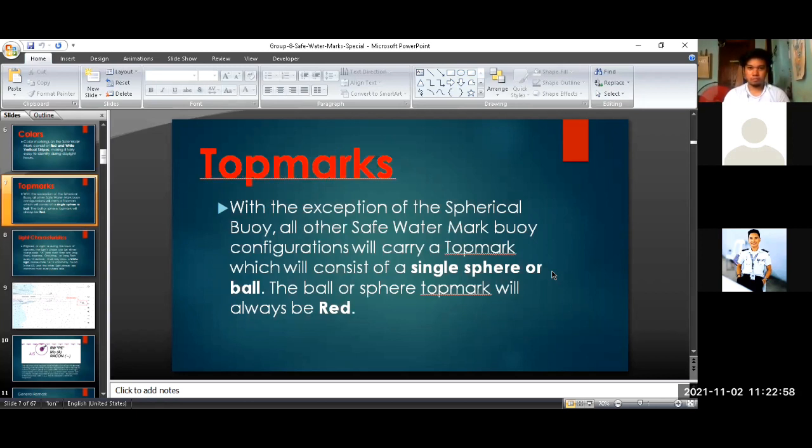The next is the top marks. With the exception of the spherical buoy, all other safe watermark buoy configurations will carry a top mark, which will consist of a single sphere or ball. The ball or sphere top mark will always be red.